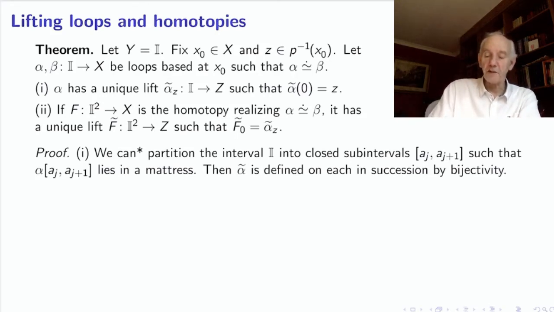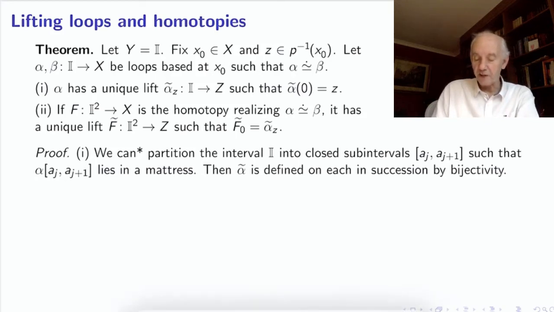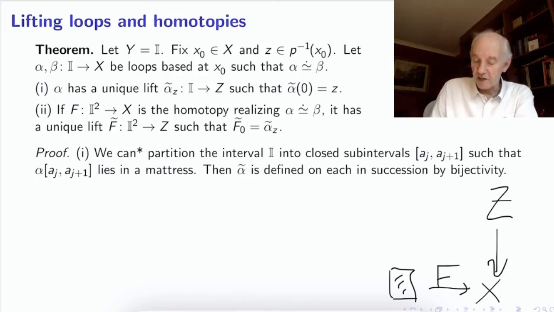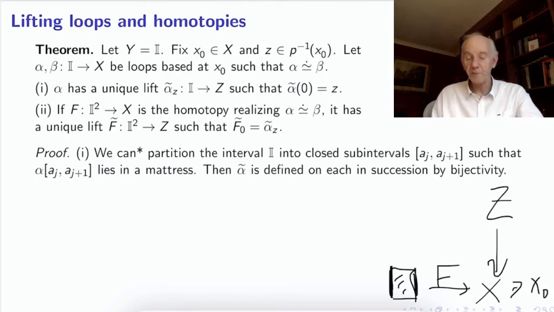So again, let me draw the diagram of maps. We have Z mapping to X. This time we have the unit square, which is I squared. We have a homotopy which maps that into X. And remember, we have our base point, which for the circle is just the complex number 1. We have our base point here, and the homotopy must map all of this vertical edge, and that vertical edge there, into x0.